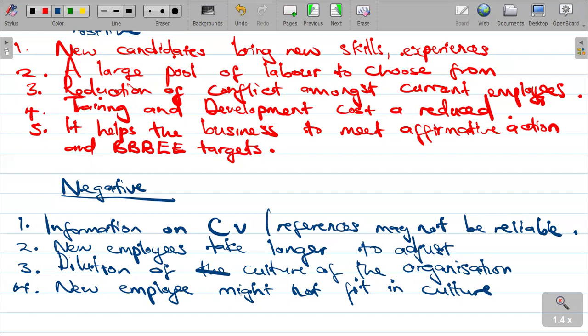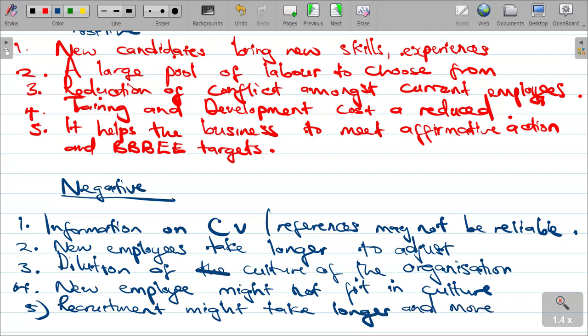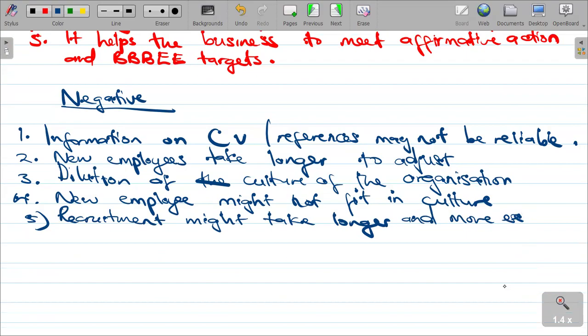And lastly, it is not cost effective. Recruitment might take longer and it might be more expensive for the organization, which is a disadvantage.